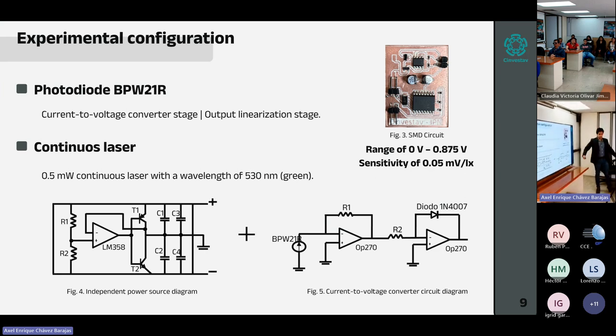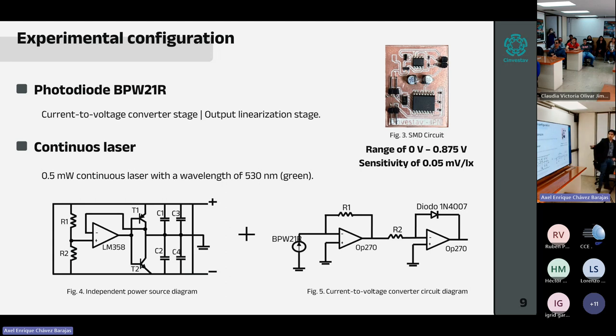In the experimental configuration, the measurement system was all about a photodiode. The component was the BPW21R with two stages. The first one is a current to voltage converter stage, and the second one is a linearization stage. This measurement system at the end has a range of 0 volts to 0.875 volts and a sensitivity of 0.05 millivolts per lux. And it was used a continuous laser of a power of 0.5 milliwatts with a wavelength of 530 nanometers, green in color.